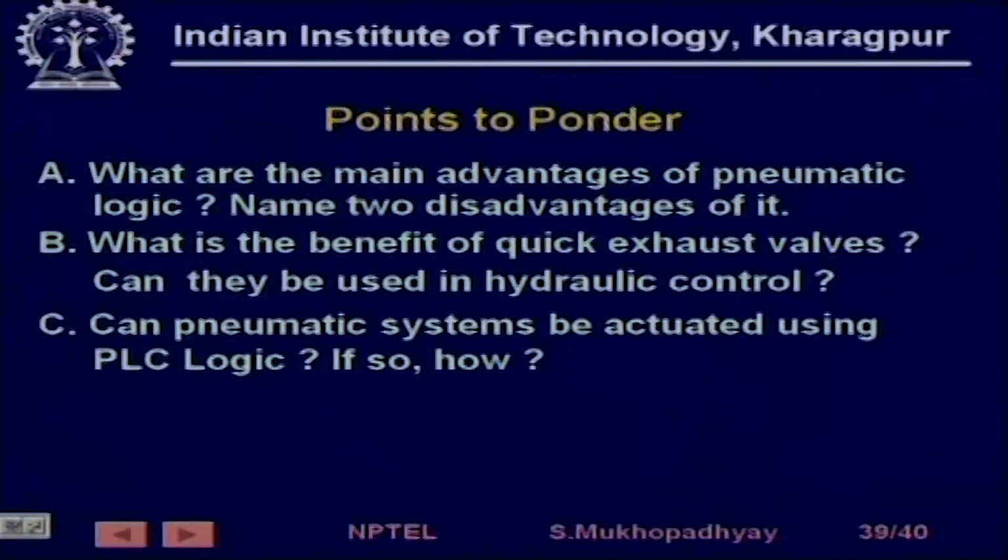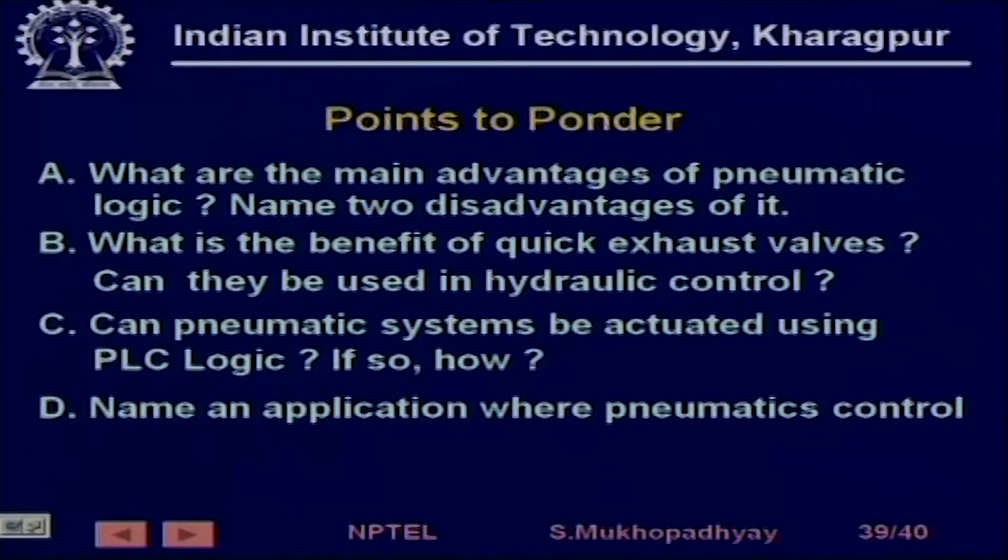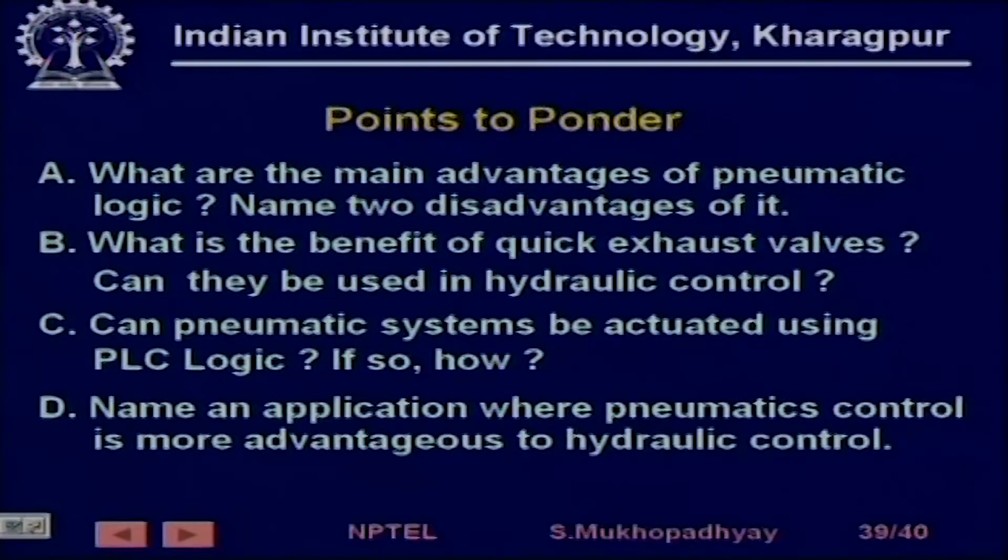Actually this pilot actuation is typically, as we have seen, how a microprocessor can control a pneumatic system. So a PLC is actually nothing but a microprocessor, as we know. So it can surely be used to control, but if you have an air pilot, we might need an I2P converter. That's all. Name an application where pneumatic control is more advantageous than hydraulic control. I have given an application, which is assembly tooling. You can think of others.